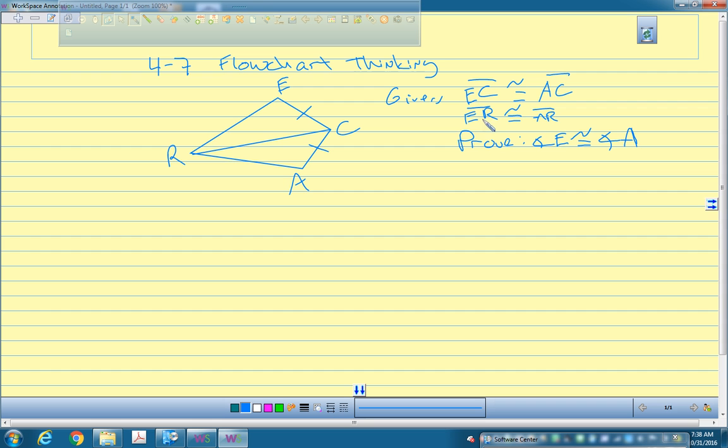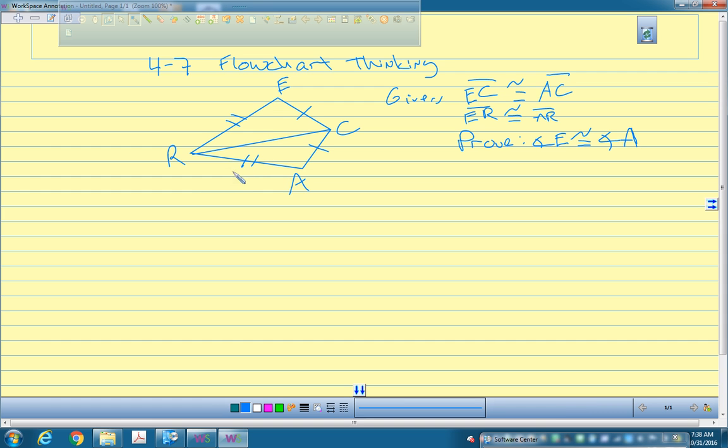Okay, ER is a very straightforward one. ER is congruent to AR. You mark that like that. Prove angle E here is congruent to angle A. Who could tell me how I would do that? Go ahead, Ryan.